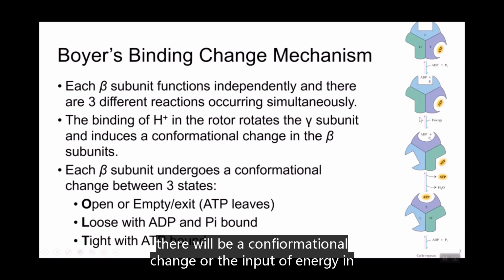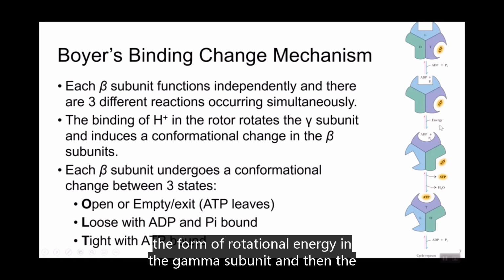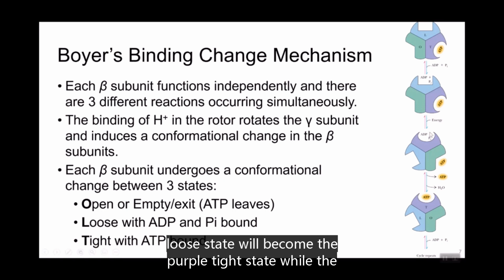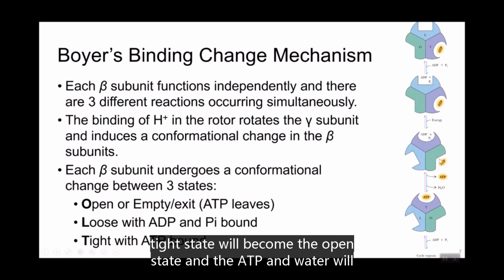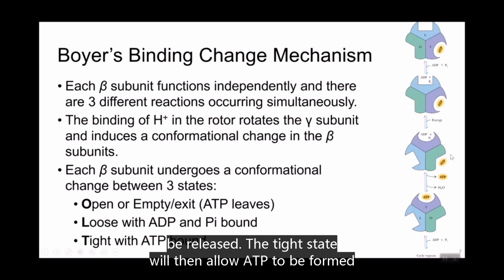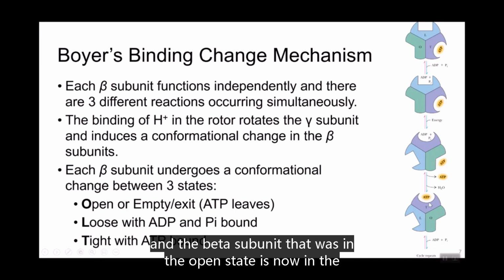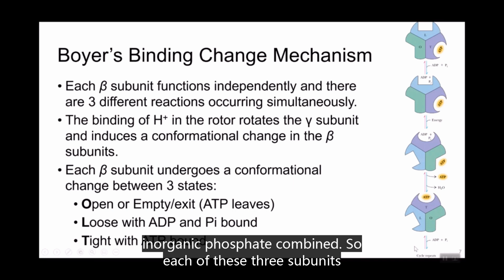Then there will be a conformational change, or the input of energy in the form of rotational energy in the gamma subunit, and then the loose state will become the purple tight state, while the tight state will become the open state and the ATP and water will be released. The tight state will then allow ATP to be formed, and the beta subunit that was in the open state is now in the loose state, and ADP and inorganic phosphate combine.